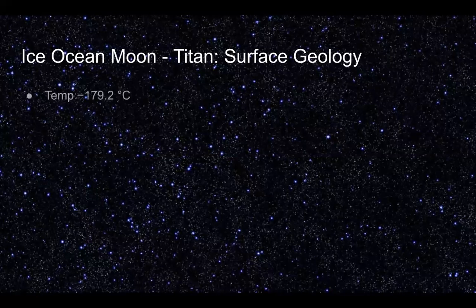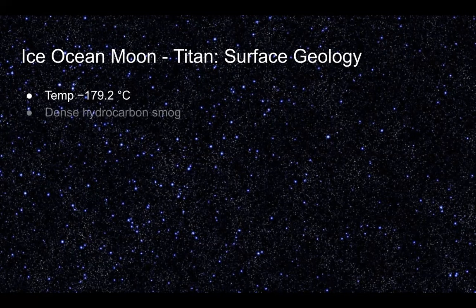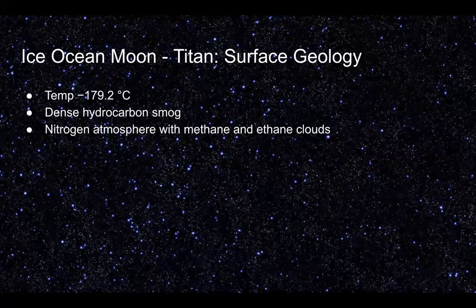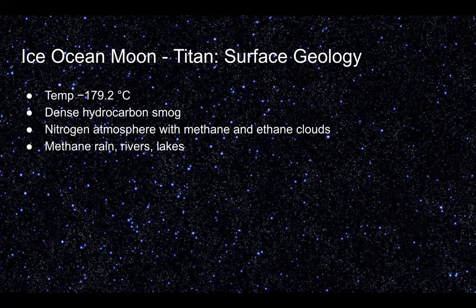As you can see, in such a cold surface, you get some fairly exotic surface geology. There's a dense hydrocarbon smog. The nitrogen atmosphere with methane and ethane clouds leads to methane rain, methane rivers and lakes. Titan's methane cycle is analogous to Earth's water cycle.